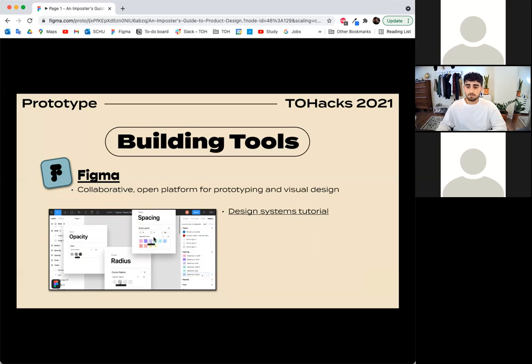To learn how to use Figma, I would highly recommend a YouTube course that I actually used to learn all of my fundamentals, called Building a Design System by DesignCode. It teaches you basically an end-to-end design project and all of the processes that you would need in prototyping. So I would highly recommend that.